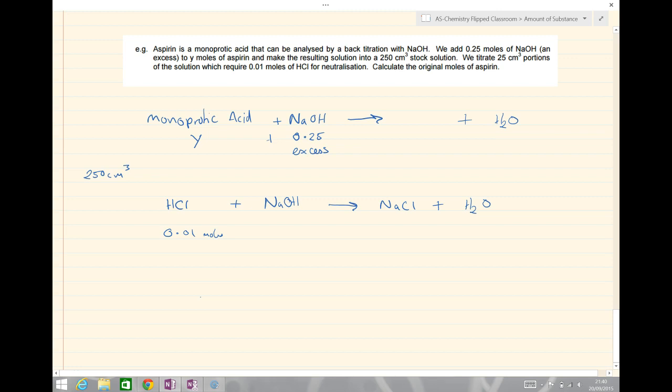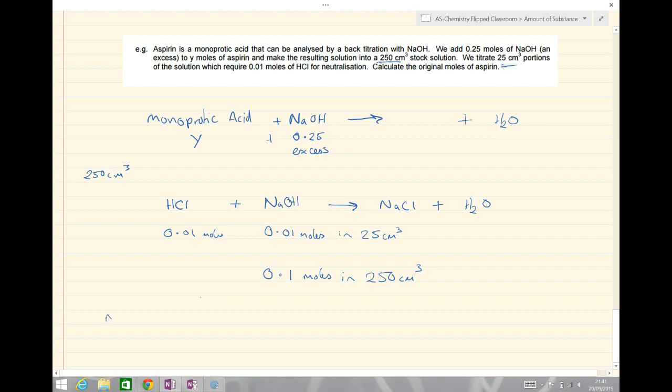We've got a 1:1 ratio, so we must have 0.01 moles of sodium hydroxide that reacted. Now importantly, we only titrated 25 centimeters cubed, but our initial stock solution was 250 centimeters cubed. So 0.01 moles in 25 cm cubed must mean we had 0.1 moles, so 10 times more, in 250 centimeters cubed of solution. We had 0.1 moles left over from the reaction with a monoprotic acid.